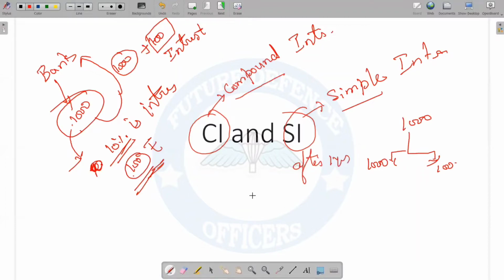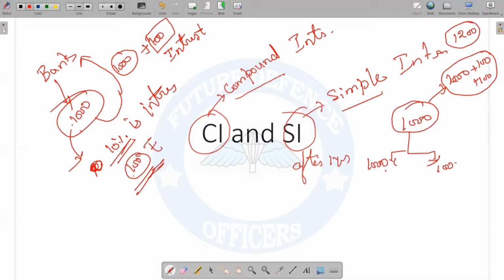Now what happens if you keep the money 1 more year and want to pay after 2 years? In simple interest, the interest is taken only on the amount you originally took. So for 2 years you will pay the 1,000 rupees you have taken, 100 rupees interest for the first year, plus 100 rupees for the second year. So the total amount you pay in simple interest is 1,200.